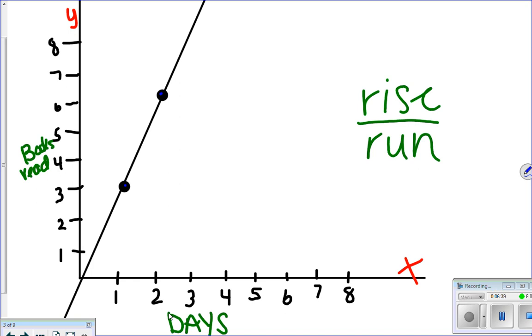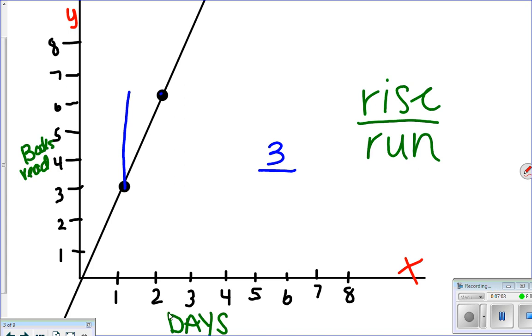So I'm going to start at my lowest point, and I'm going to go up as many spaces as it takes me to get even with that next dot. So watch. I'm going to go up 1 space, 2 spaces, 3 spaces. So guess what my rise is? 3. Yep. Okay, then grab a different color if you want a different color.